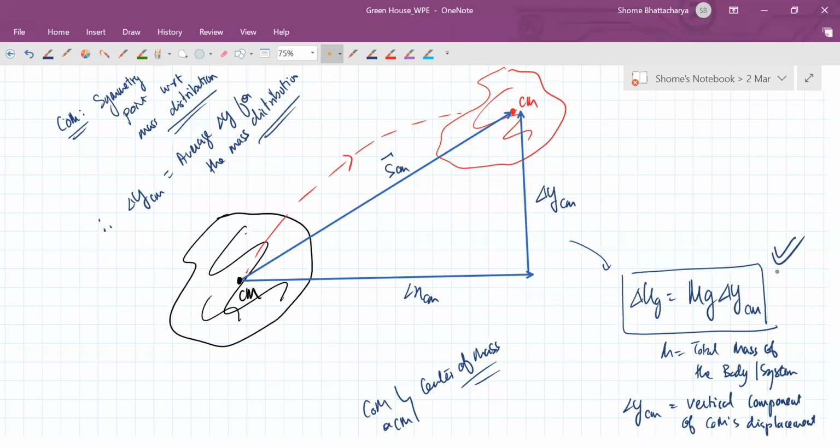You have started center of mass in the other track in physics or not yet? Okay, you will be starting soon. You must be doing circular motion now.